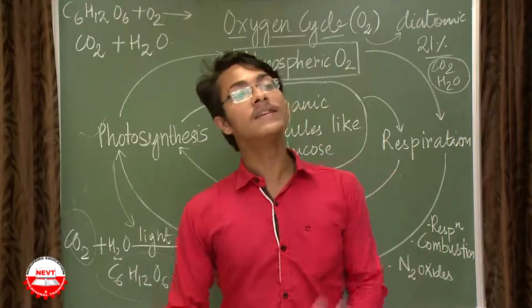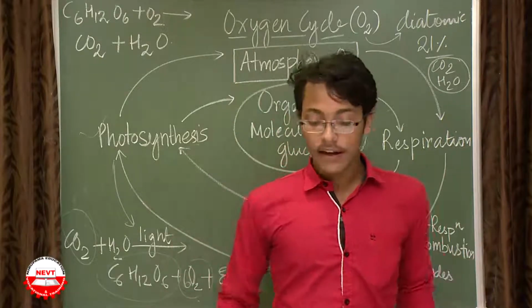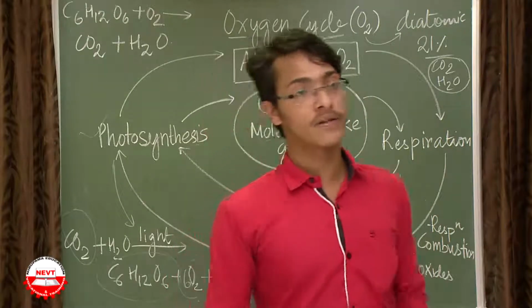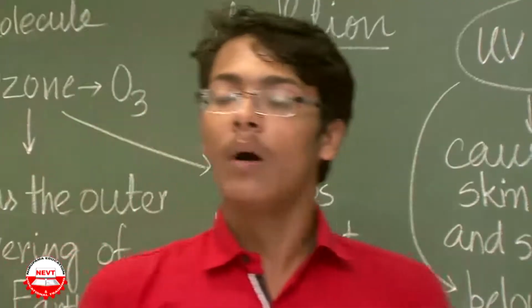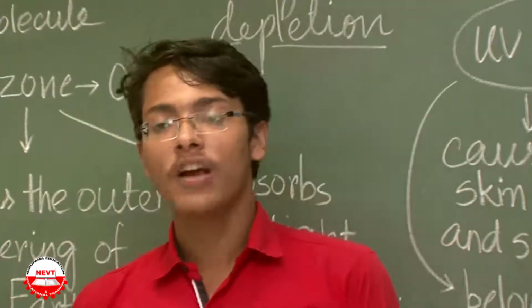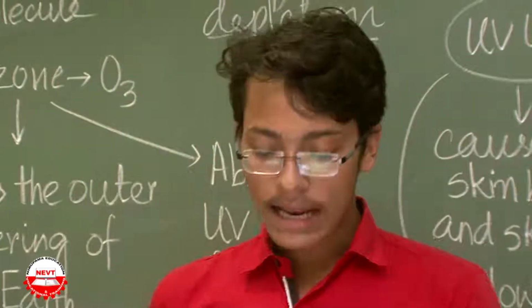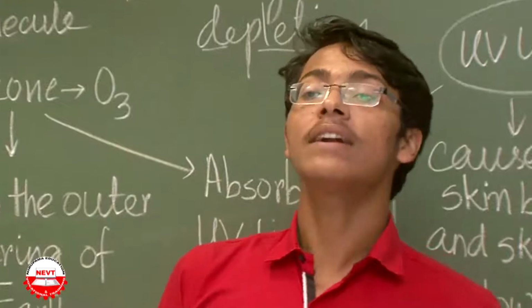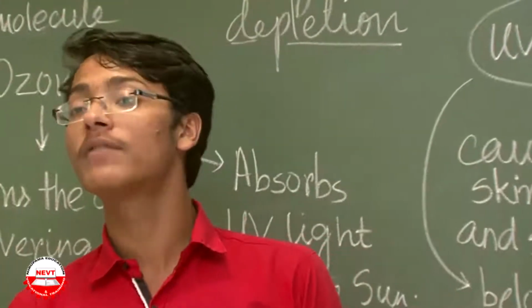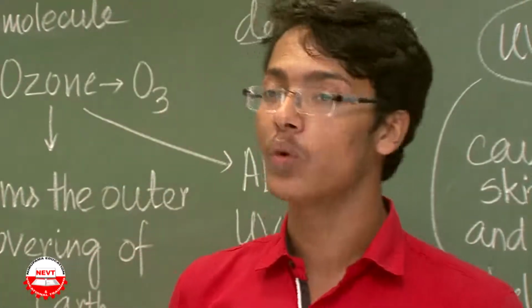Okay, so this is all about the oxygen cycle. So let us move to the last topic of this chapter, that is ozone layer and its depletion. What we have learned just now is that oxygen is present in the form of a diatomic molecule, that is O2.